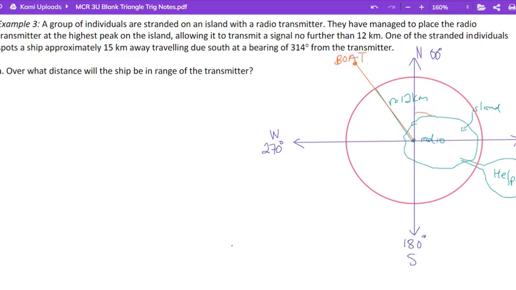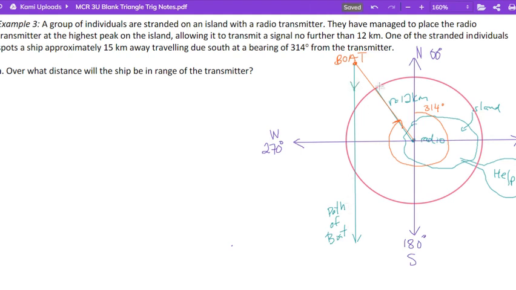What do I know about it? Well, I know this boat is at a bearing of 314 degrees. What else do I know about how that boat is moving? Yeah, it's going due south, straight down. So if it's going due south, this is the path of the boat. Do you see that?